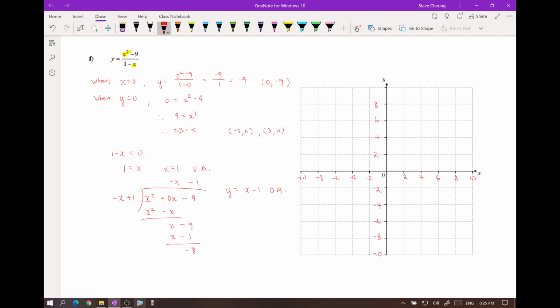So we have our 0 and -9 down here, -3 and 0 there, 3, 0 here. Vertical asymptote at 1. Oblique asymptote at -x minus 1. So we start at -x, and then it should go down a 45-degree line. So I could do it, but I'm going to use some more points here.